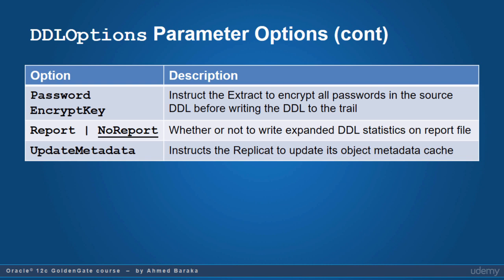The update metadata option instructs the replicate to update its object metadata cache. This is important in bidirectional configuration. If some DDL statement changes the structure for a table that's being used, the replicate needs to be aware of those changes. This option solves the problem for you, and you must use it in a bidirectional configuration.